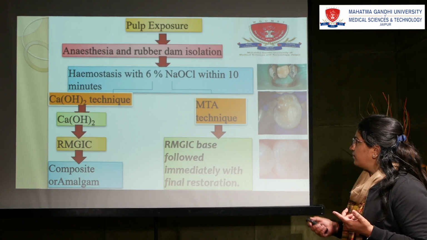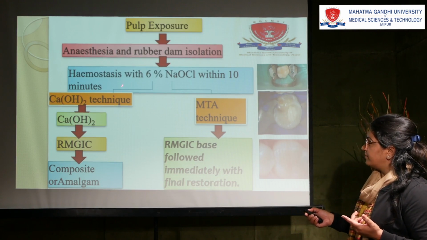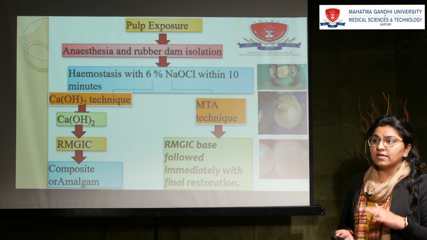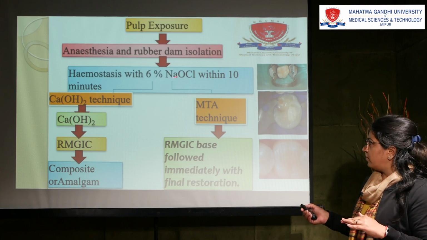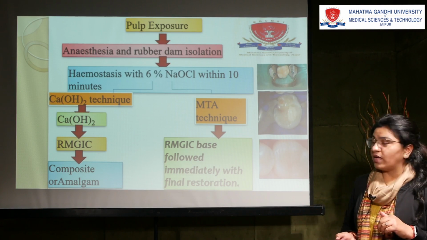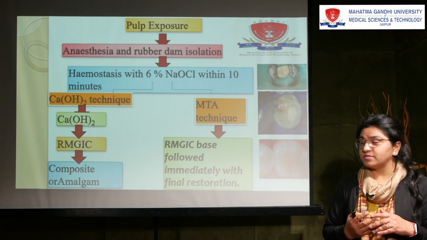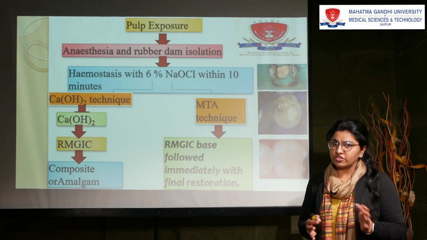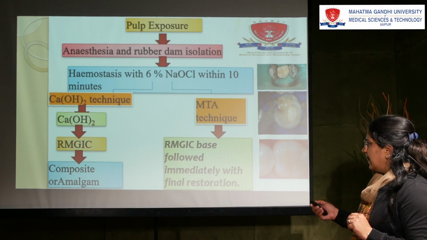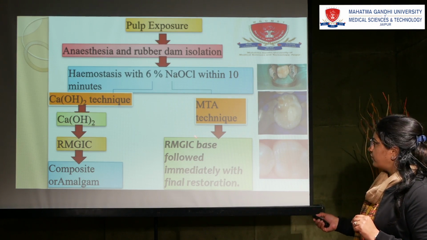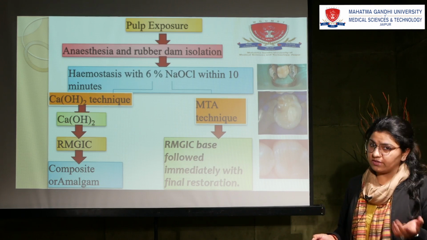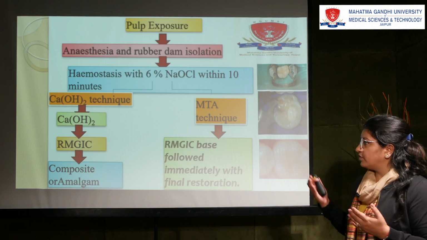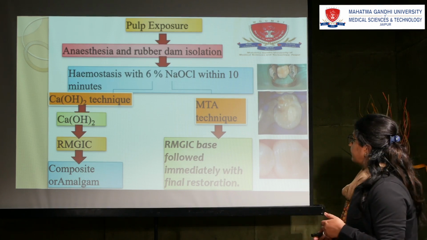Here the important step in the procedure is that hemostasis has to be achieved, because since it's a pulp, it will bleed. So if you are able to achieve hemostasis, that means the bleeding can be controlled, which can be done using sodium hypochlorite. Once the bleeding is controlled, then we place calcium hydroxide and the material of your choice. It could be composite, amalgam or any restorative material of your choice. And nowadays, instead of calcium hydroxide, we are going for other bioceramic materials like MTA or Biodentine, because these materials are giving a good response when used for these procedures.